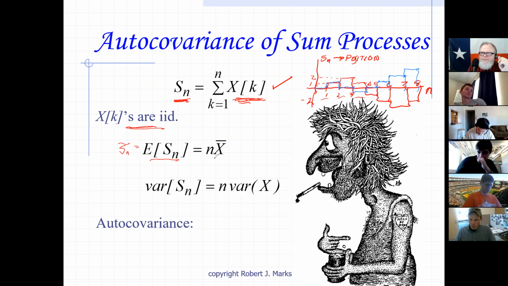We've seen that before. And we've also seen that if we add up independent random variables, and they are independent, they're IID, independently and identically distributed, that we just add the variances. So the variance of S sub n is equal to n times the variance of x for this summation process. Now, we've talked about the Drunkard's Walk. This is for any summation of samples from a stochastic process.